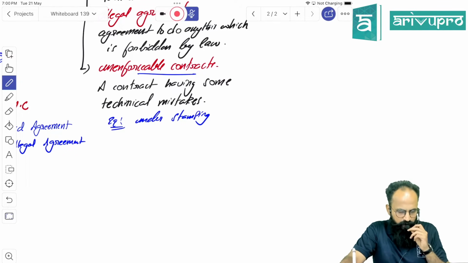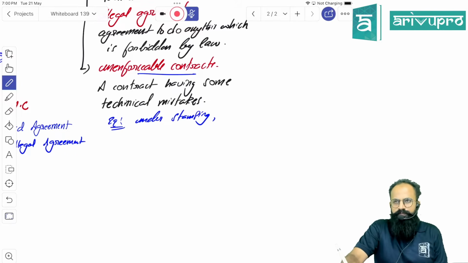Understamping, or it can be mistake of name.